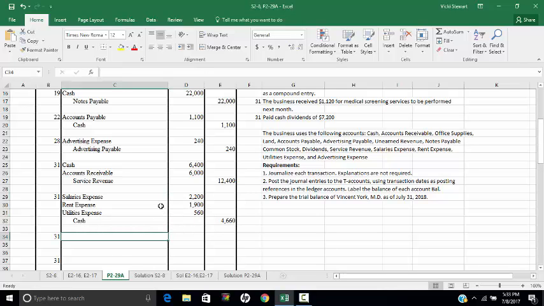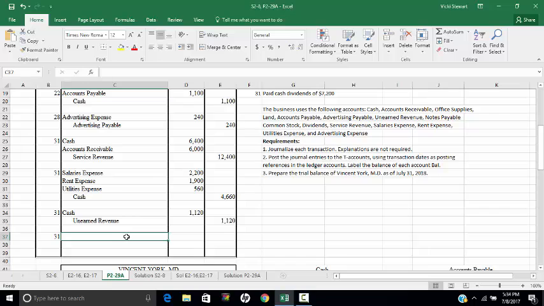Then it says the business received $1,120 for medical screening services to be performed next month. So we received cash of $1,120, but we have not rendered these services, so we can't record this as service revenue. So we look through the account listing they gave us, and we see that we have the account Unearned Revenue. So that is what we're going to credit for this amount. That is a liability account, and we keep the money in that account until we actually earn it. Then we would debit Unearned Revenue, and we would credit service revenue.